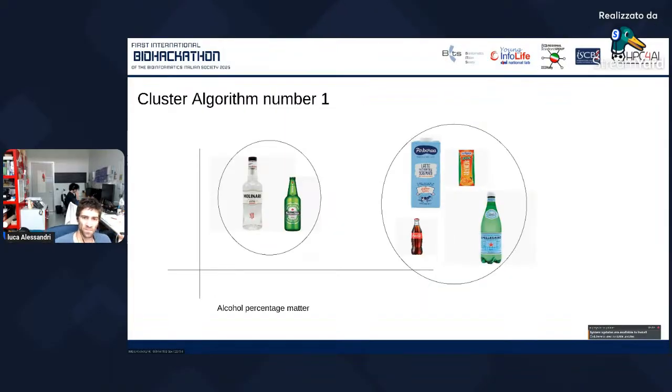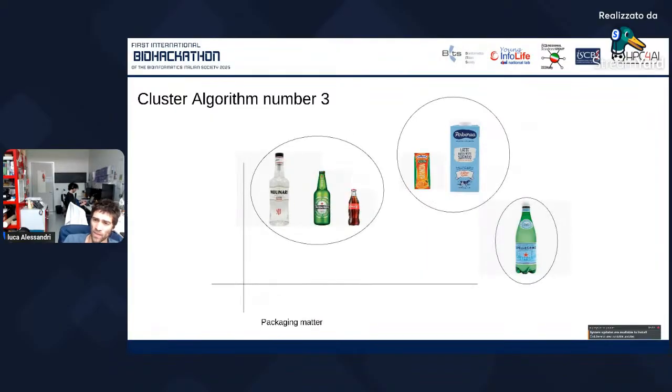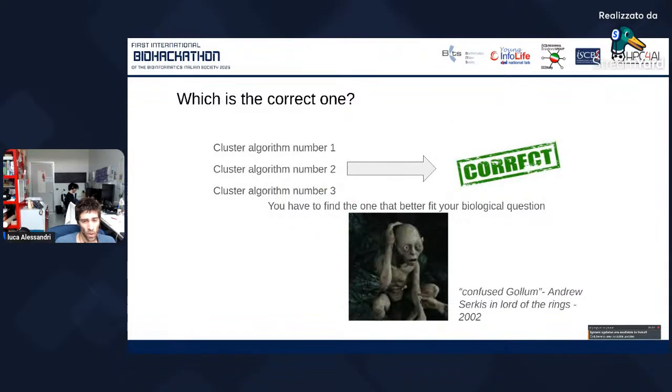Some of you will decide to divide them according to the alcohol percentage. Someone else will tell me, no, this is wrong, you have to clusterize by size. And someone else is going to say, no, wait, you have to clusterize them according to packaging. Well, I believe it's kind of obvious: all three answers are correct. So which clustering algorithm do you have to choose?